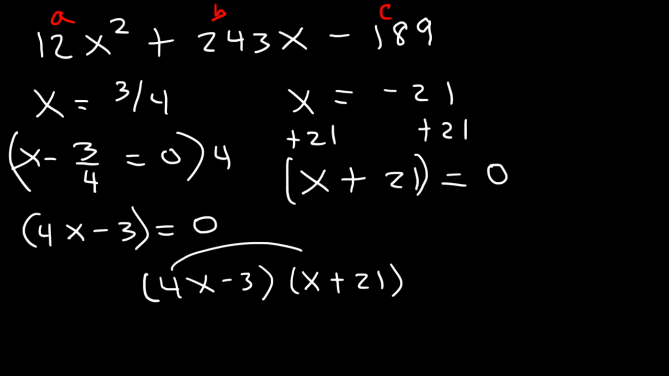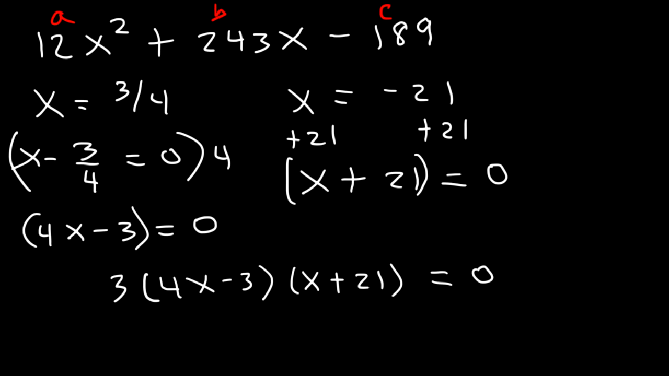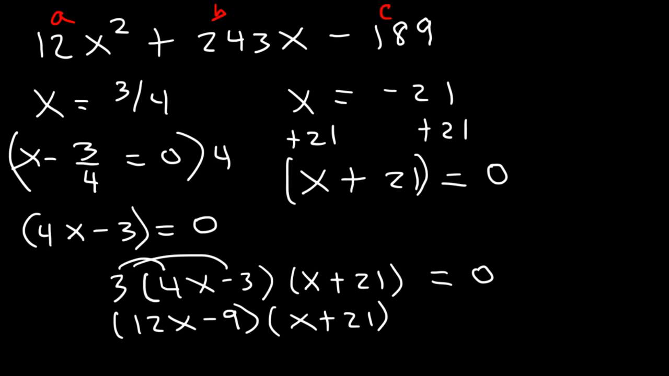But notice that 4x times x is not 12x squared. But if we add a 3 to it, it does become 12x squared. So this is the factored expression right here. And let's prove it. Let's distribute 3 first. 3 times 4x is 12x. 3 times negative 3, that's negative 9. And now let's FOIL 12x minus 9 and x plus 21.